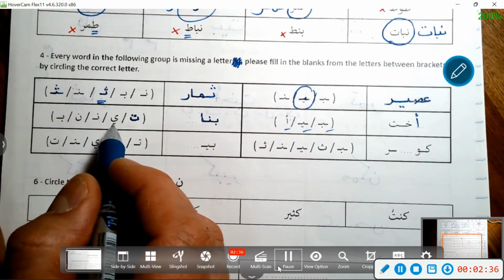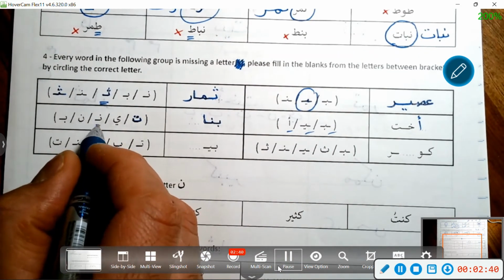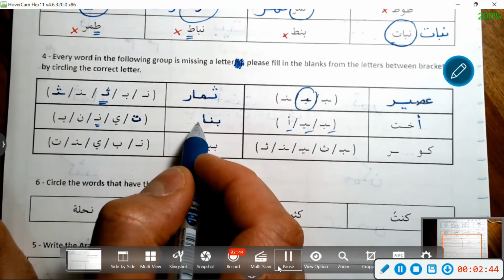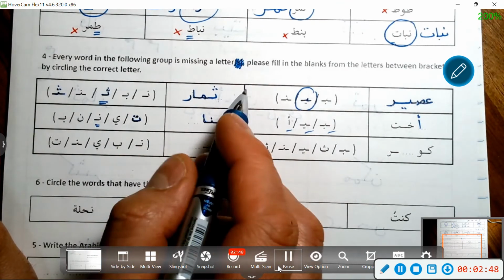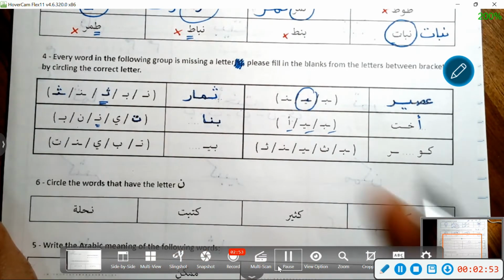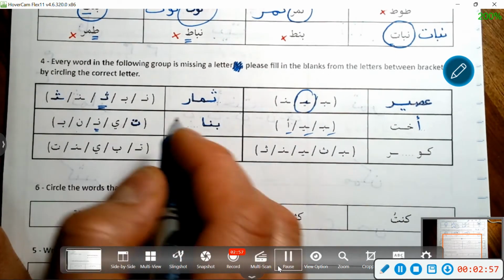Can we say banan? But this noon doesn't work because it's at the beginning, and we need one letter at the end. It has to be something that can be written at the end. So the only option is ta, ya, noon. And banan, you can say banan. It means a finger, but we didn't study that yet. So we studied banat. So we can write the ta here.